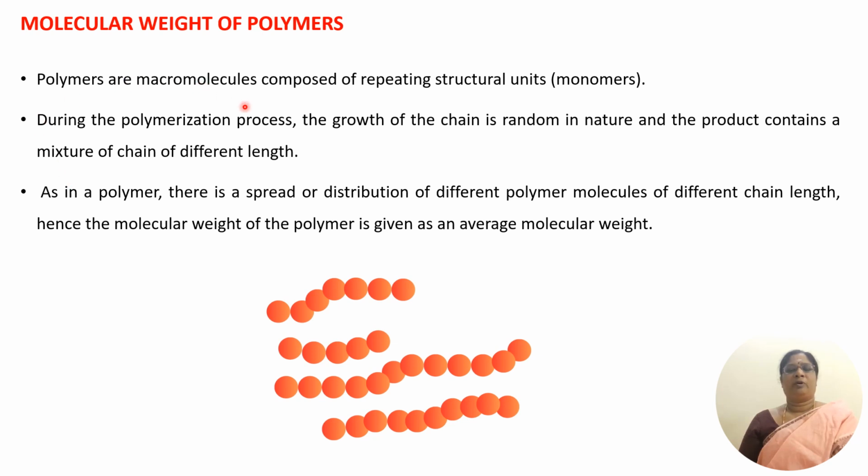Polymers are macromolecules composed of repeating structural units called monomers. During the polymerization process, the growth of the chain is random in nature and the product contains a mixture of chains of different lengths. As there is a distribution of polymer molecules of different chain lengths, the molecular weight of the polymer is given as an average molecular weight.